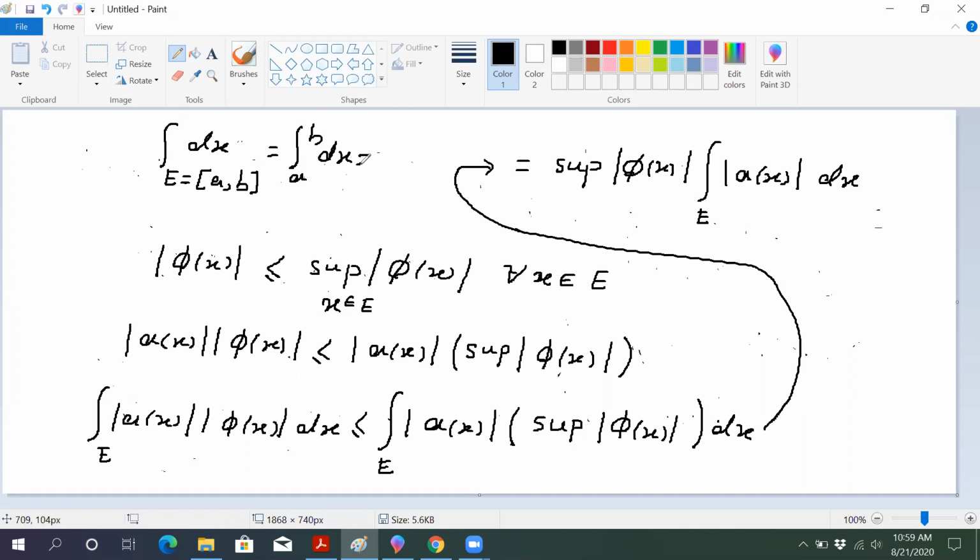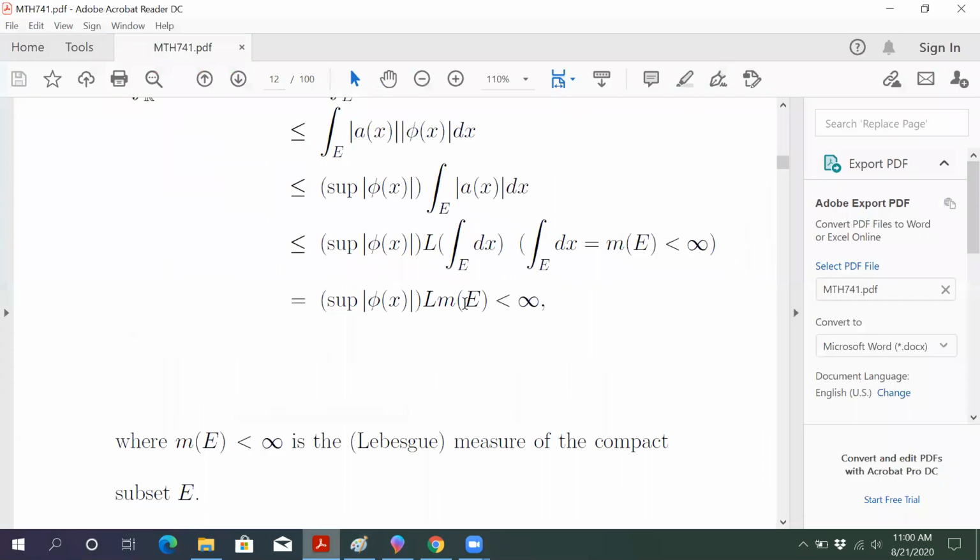And this is equal to what? B minus A, the length of the interval. Actually, the length of the interval here will be the Lebesgue measure of this closed interval or compact set, which is finite. I just try to explain by a simple example in one-dimensional space. If E is this closed interval, which is a compact set, then the integral on E means B minus A, the length of the interval, which, if you are familiar with measure theory, is the Lebesgue measure of this closed interval. So at any rate, just bear in mind that this is some constant.